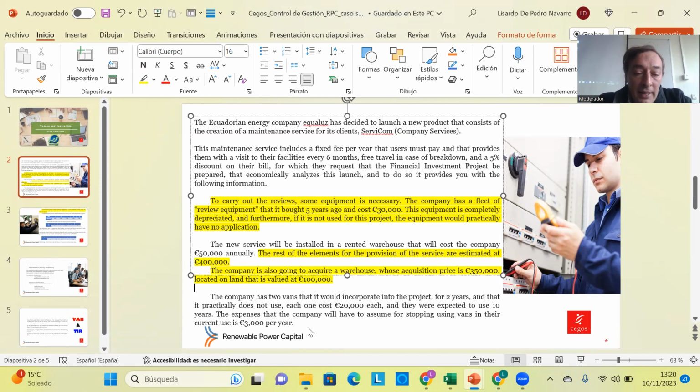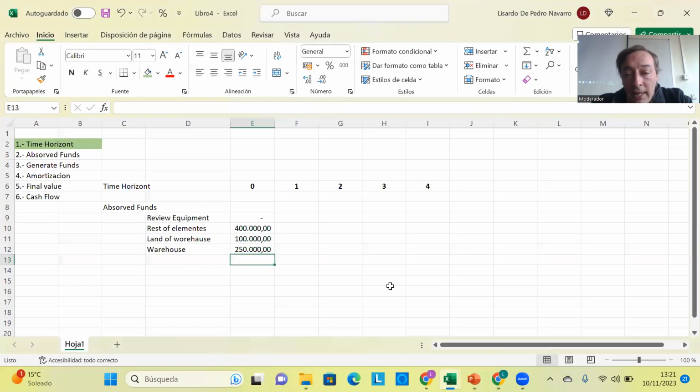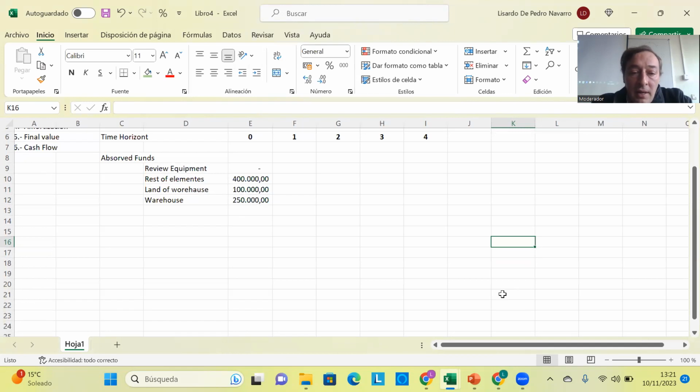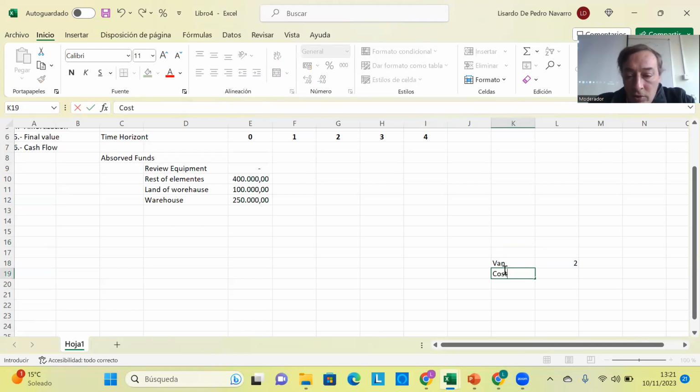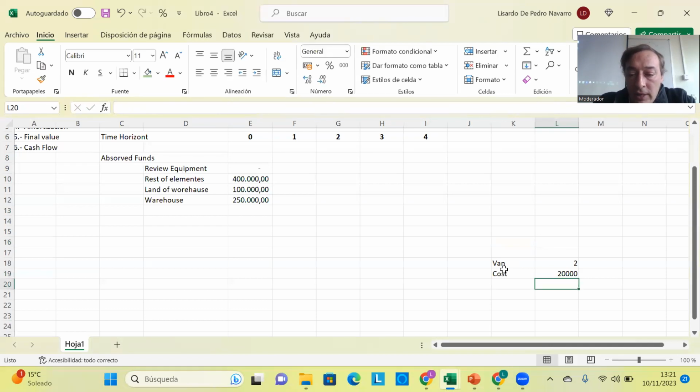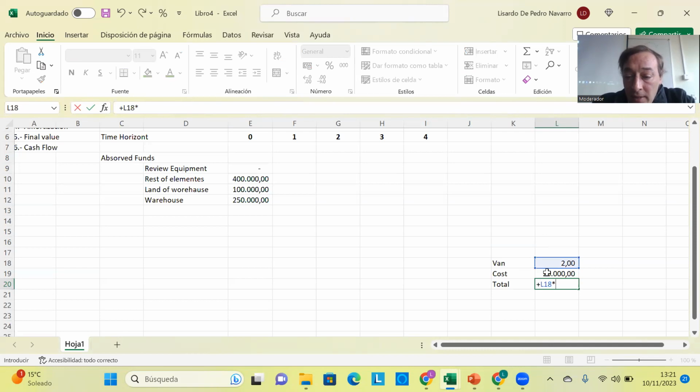Okay, talking about the cost of the vans, they have two vans. When they bought them, the cost was 20,000 euros, but the estimation of the company is that the van is going to be in the company for 10 years, and it has spent 2 years. So here we have two vans. The cost of each van is 20,000 euros, and so the total is 40,000 euros.